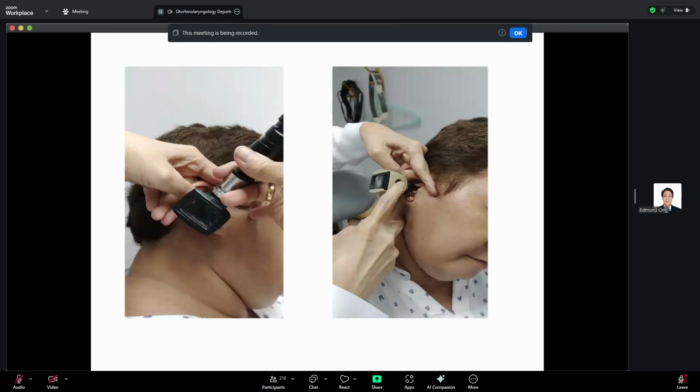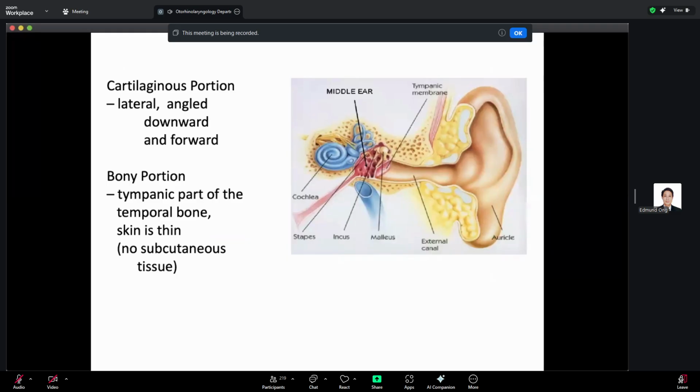Now, when you do your otoscopy, it can be done however you want to hold the otoscope. It can be in an inverted fashion or just the classical way of holding the otoscope, just as long as you are able to see the external canal and, of course, the tympanic membrane. Okay, next slide. Again, just some anatomy of the ear: the external ear, middle ear, and of course the inner ear. Next slide.